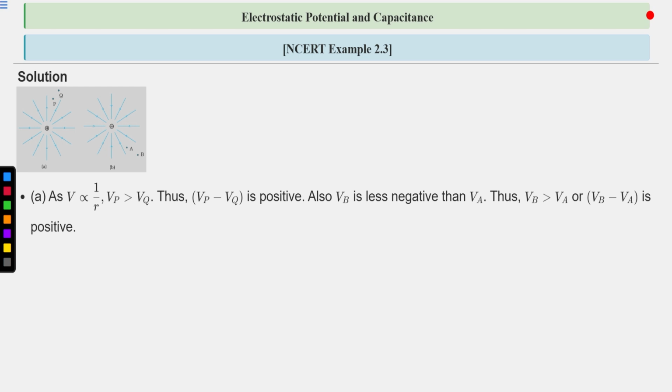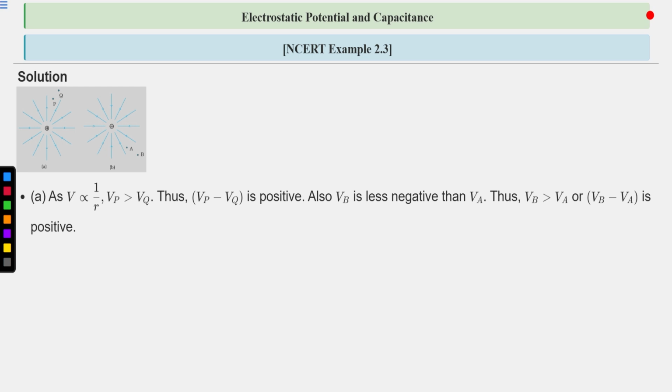Okay, I will explain again. First part, we know that potential for a point charge is equal to 1 by 4 pi epsilon naught Q by R. So potential varies inversely with the distance from the charge. Because P is closer to this charge, P has greater potential. We have to tell the sign of Vp minus Vq. Since Vp is greater than Vq, Vp minus Vq is positive.